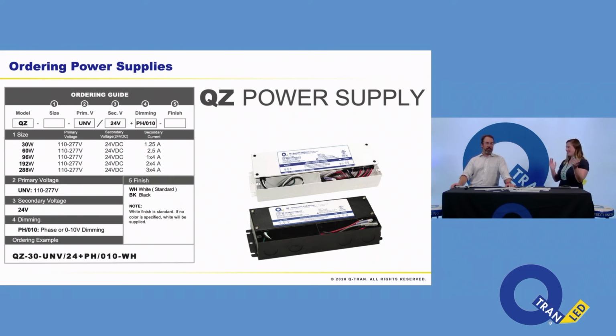We can, yep. And part of the reason that works is because it's got the option in the field, you can have it as phase dimming or 0 to 10. Wow. So you just tell us the size and maybe pick a color if you don't want white? Yep, white is standard. It's also available in black. Okay, so it'll come in white unless you choose black.